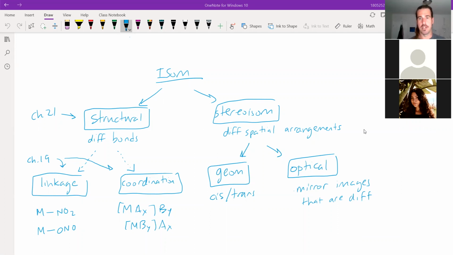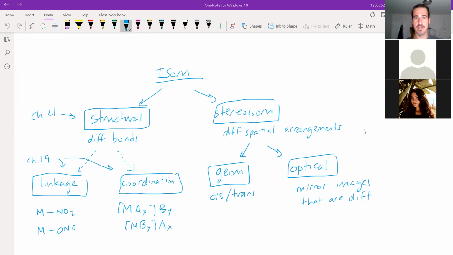Optical would be if I didn't change where my arms and legs were, but my mirror image was different, like it wasn't superimposable, which tends to be because we're not completely symmetric. So, I have a tattoo on my left arm, so the mirror image is going to have it on its right arm. So if I took the mirror image out, it wouldn't match me, right? Right. That's an optical isomer.